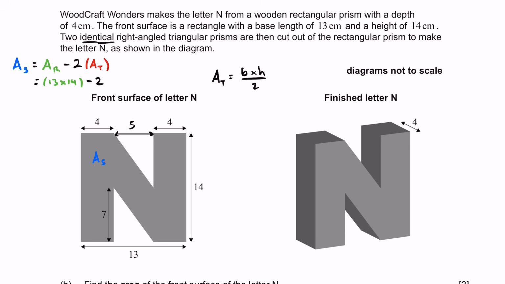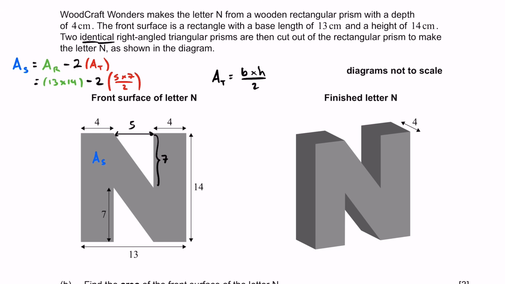So we know what the base is, and the height is 7 since they're identical. So this right here is 7. So we know what the area of this triangular face would be. It is equal to base times height divided by 2. Okay. So we now have the area of this shaded region.